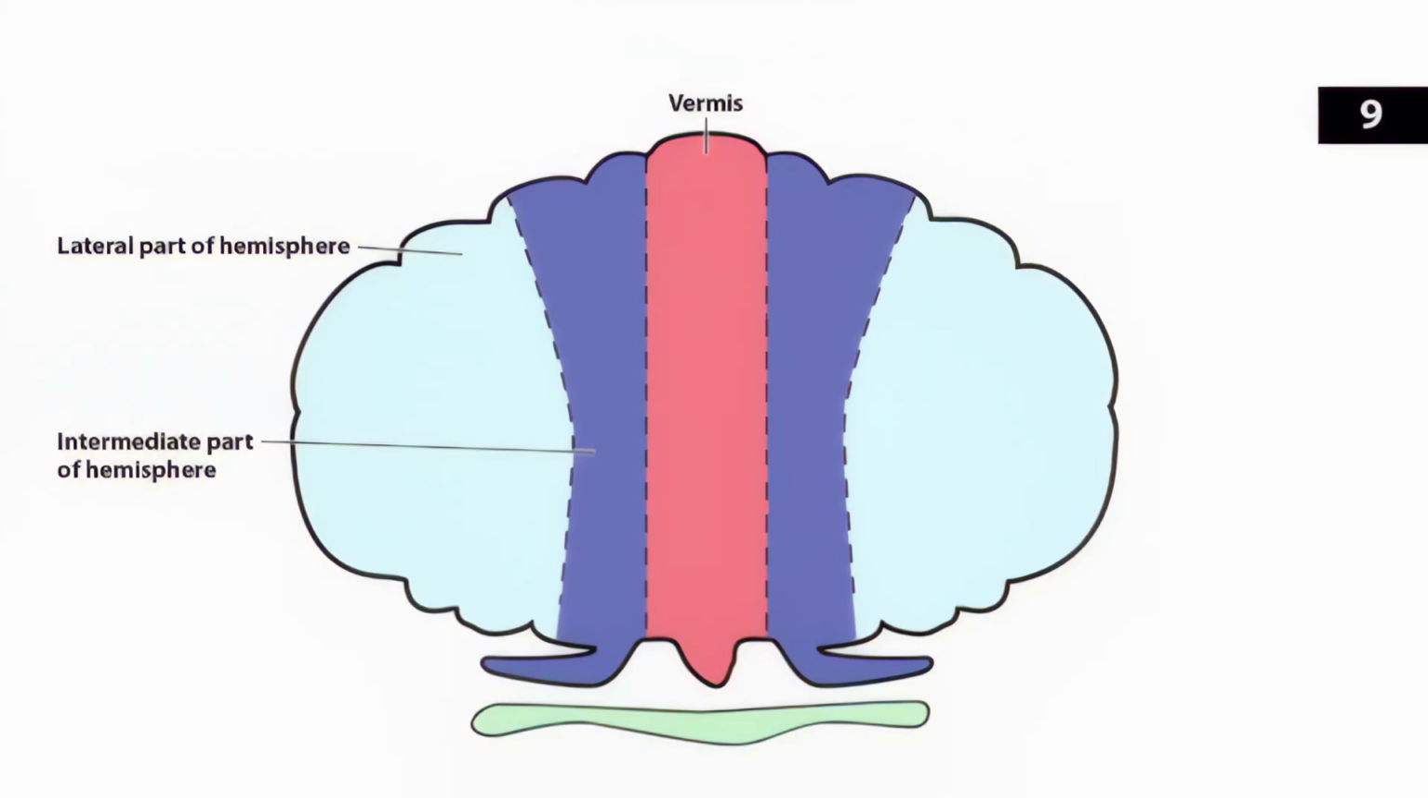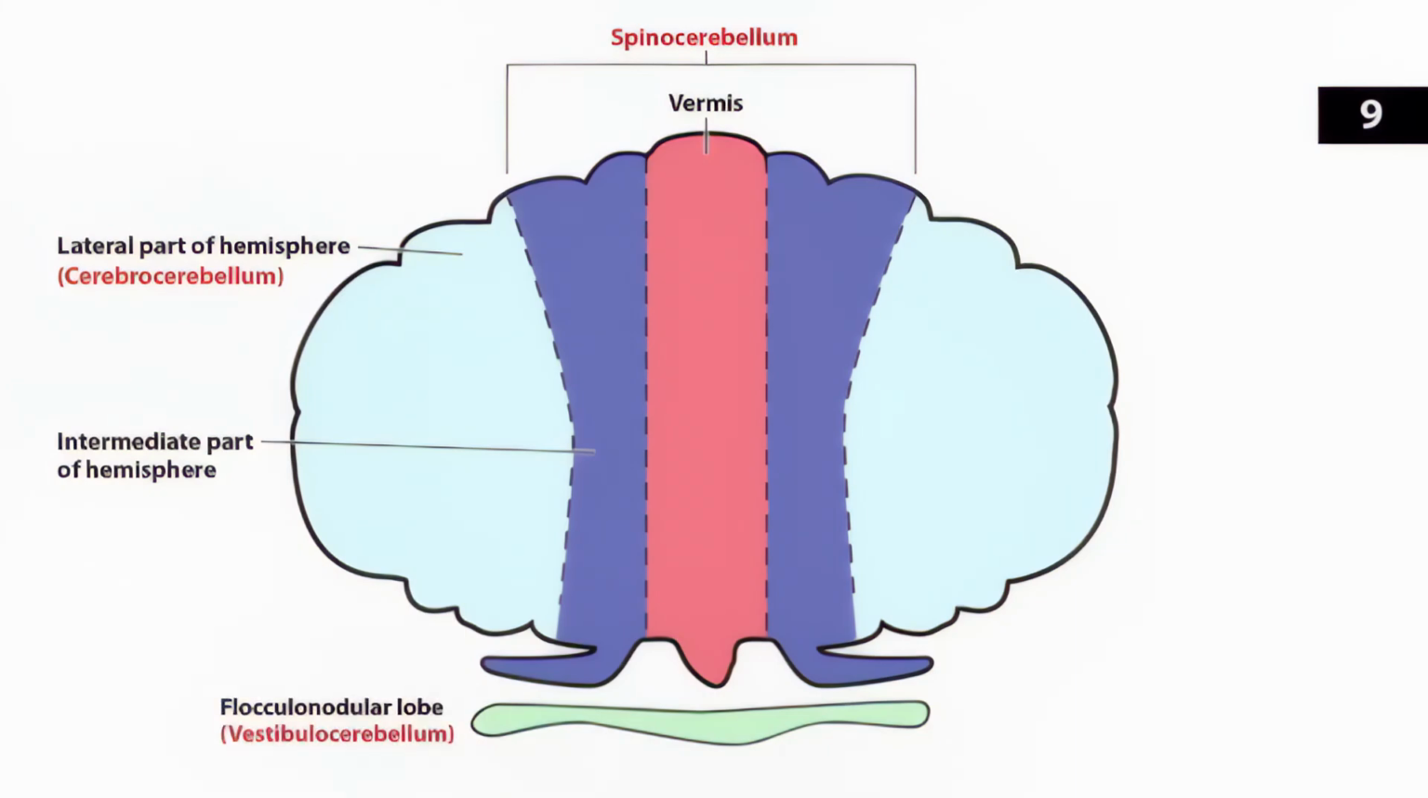And these intermediate parts are sometimes called the paravermal zones because they are adjacent to the vermis. The lateral hemispheres are also sometimes called the cerebrocerebellum because they receive inputs from the cerebrum. The vermis and the intermediate hemispheres are lumped together as the spinocerebellum because they receive inputs from the spinal cord, like the spinocerebellar tract. And then the functional name of the flocculonodular lobe is the vestibulocerebellum because it receives input from the vestibular system, the semicircular canals, the vestibular nucleus, and so on.